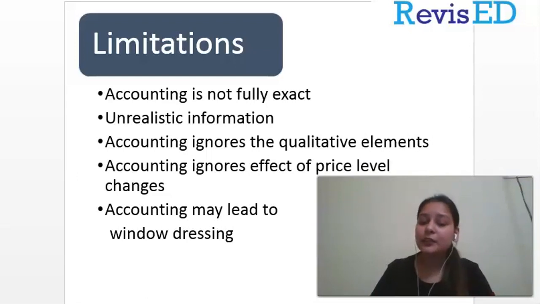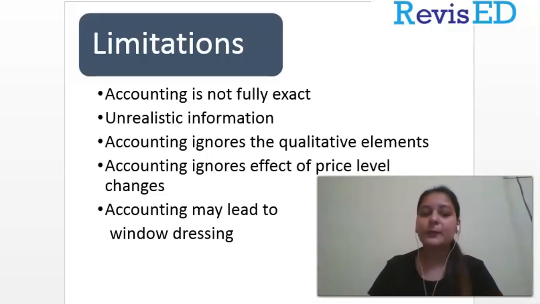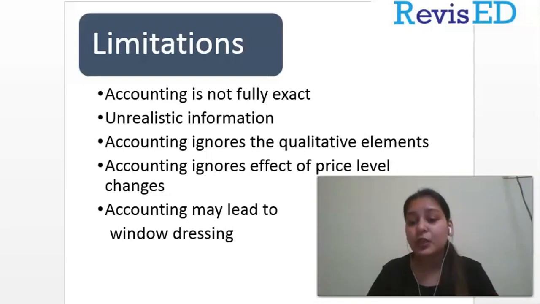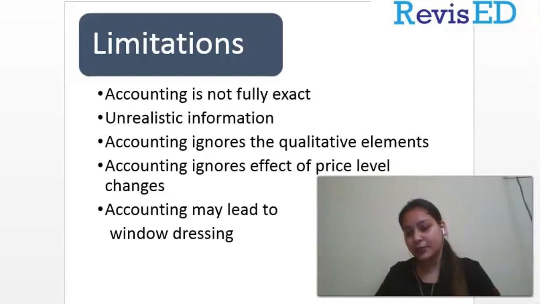It may lead to window dressing. Window dressing means manipulation of accounts. So yes, manipulation of accounts is there. Maybe to reduce tax liability, or to show a good position in order to take a loan, we show that yes, we are earning profits, but we are not earning profit in reality. So window dressing is another issue with accounting.